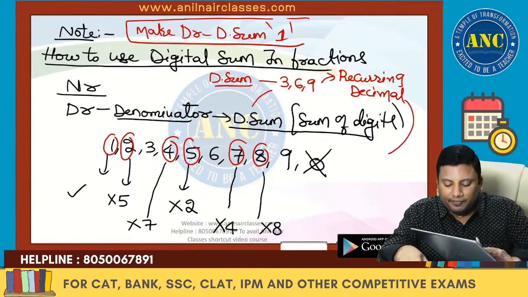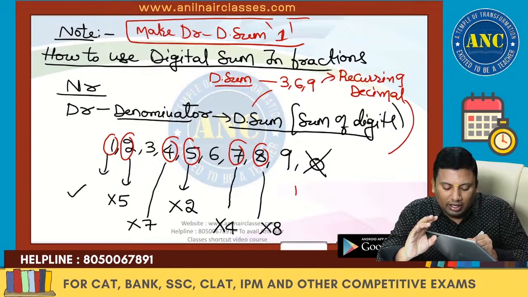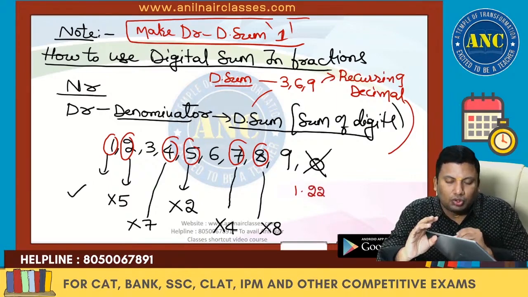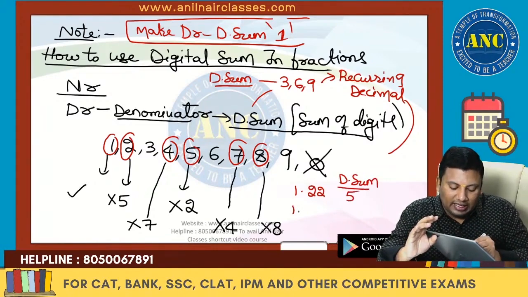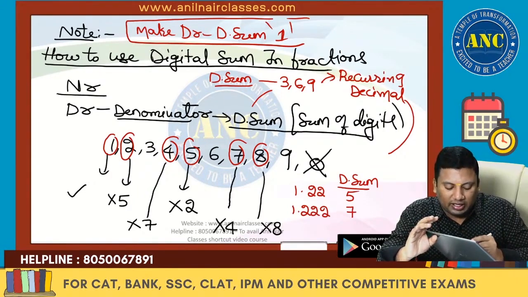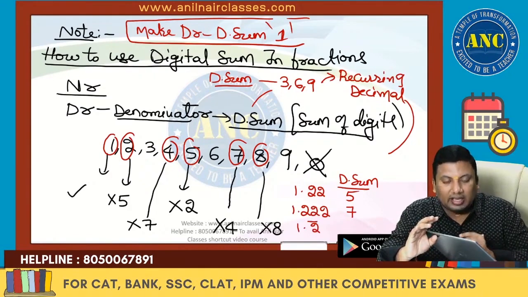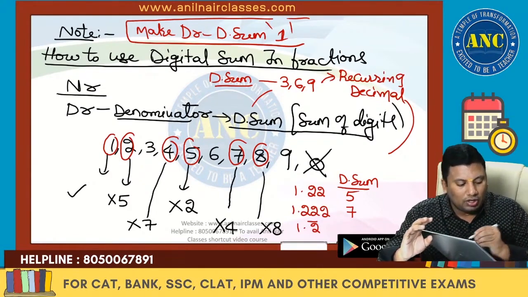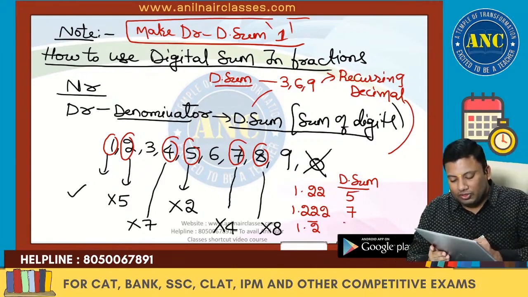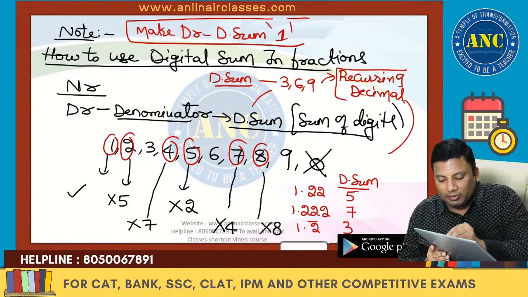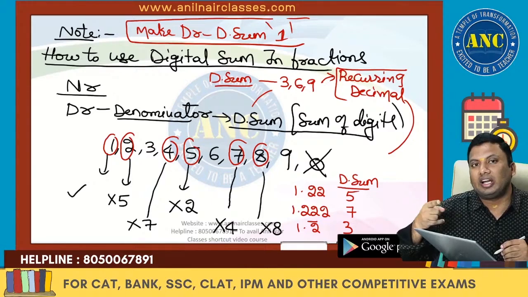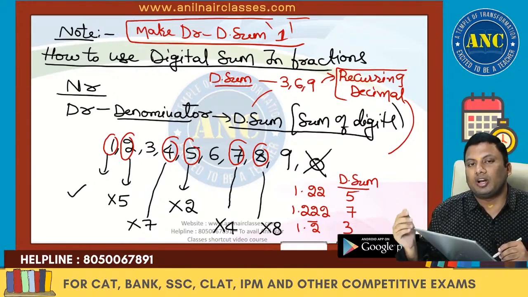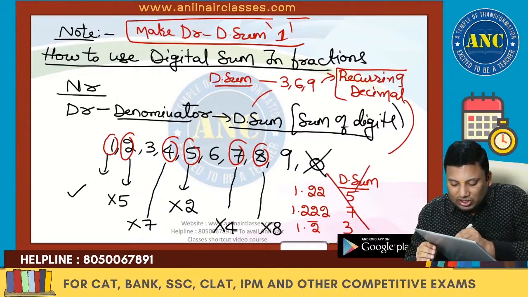Recurring decimal. Suppose 1.222. The digital sum is nothing but 4 plus 1, 5. It is 1.22222. 6 plus 1, it is nothing but 7. If I keep a bar, 1.2 bar, it is nothing but 3. That means in a recurring decimal, depending on how many times the digit is written, even though it is not written and a bar is kept, if it is written once or twice, the digital sum is changing.